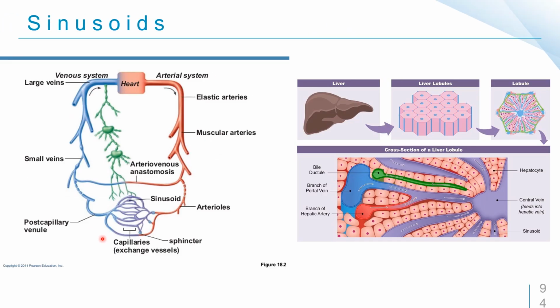Sinusoids are low-pressure vascular channels that resemble capillaries. They are thin-walled blood vessels, but they have an irregular cross diameter and are wider than capillaries. They are found in the bone marrow, the spleen, the liver, and some endocrine glands.